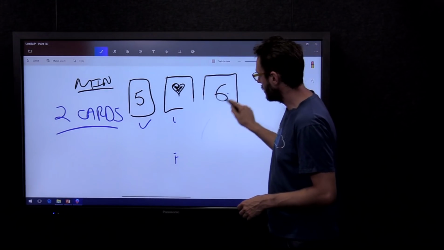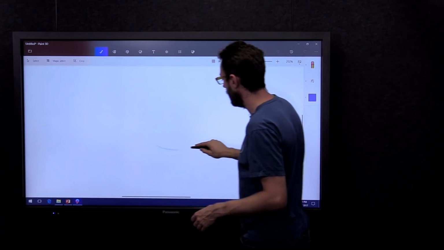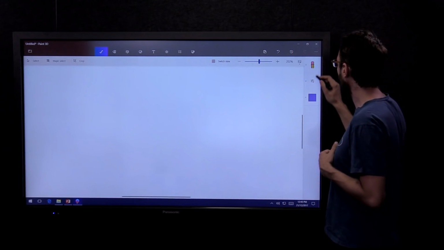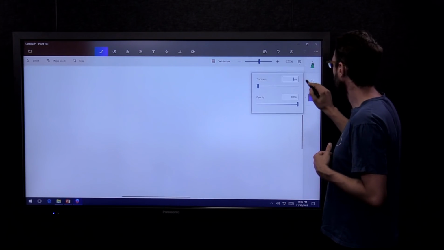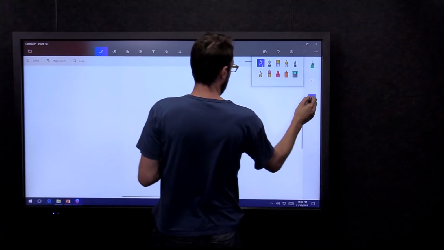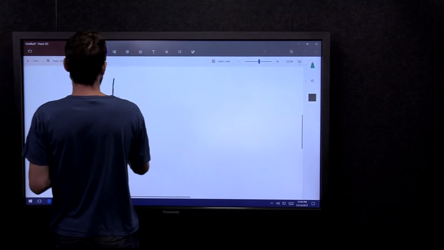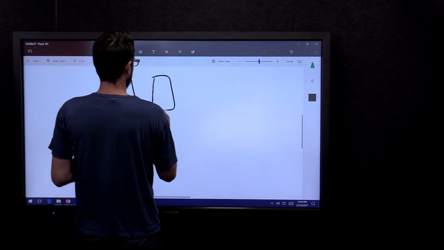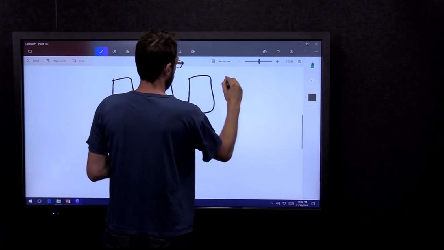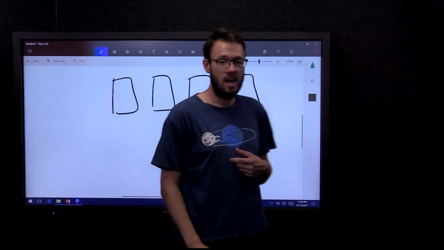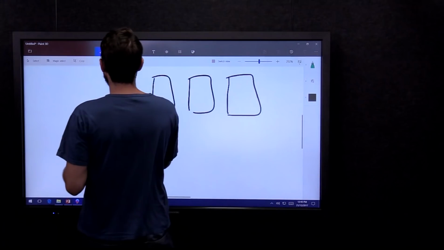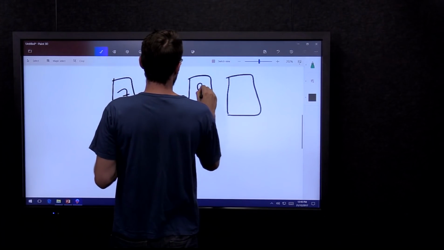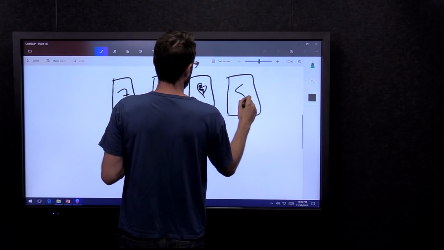All right, so let's just get rid of this. Let's have a look at another set of cards. I'm going to add another card. Let's have 4 cards now. So this time I've got 4 cards. And now I'm just going to put some random things on there. I've got a 7, I've got a 9, I've got a heart, and I've got a diamond.